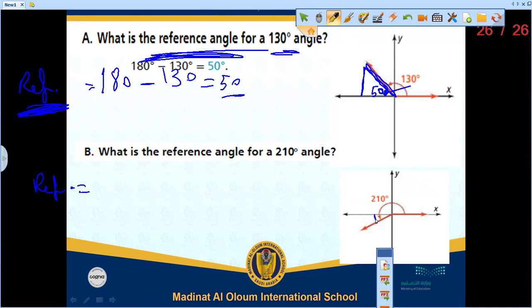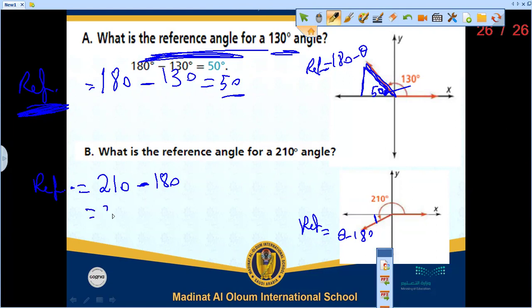I need this part only, guys. Look, who can guess? I would make 210 minus 180. It means if the angle is in the third quadrant, theta minus 180. If the angle is in the second quadrant, 180 minus theta to get the reference. Remember this rule, please, guys. To get the reference, if the angle is in the second quadrant, 180 minus the given angle. If the angle is in the third quadrant, angle minus 180. It gives you the reference, which means my reference, guys, is 30. It means this is 30. Why, guys? To make the triangle.